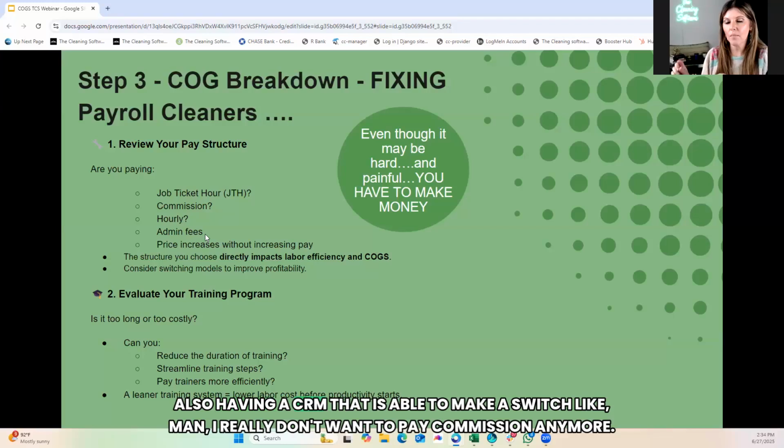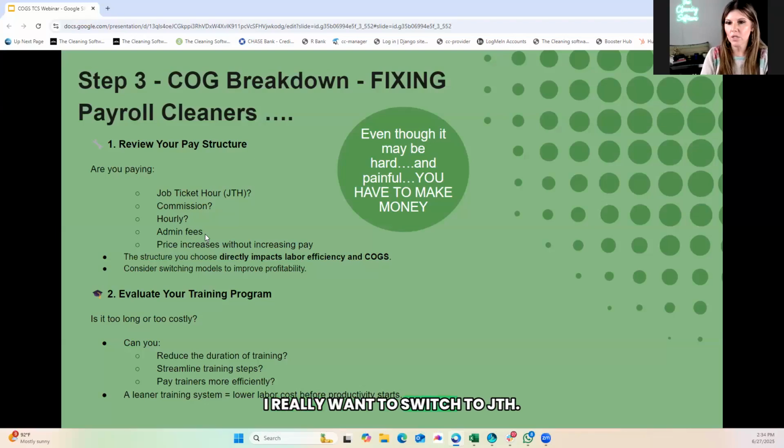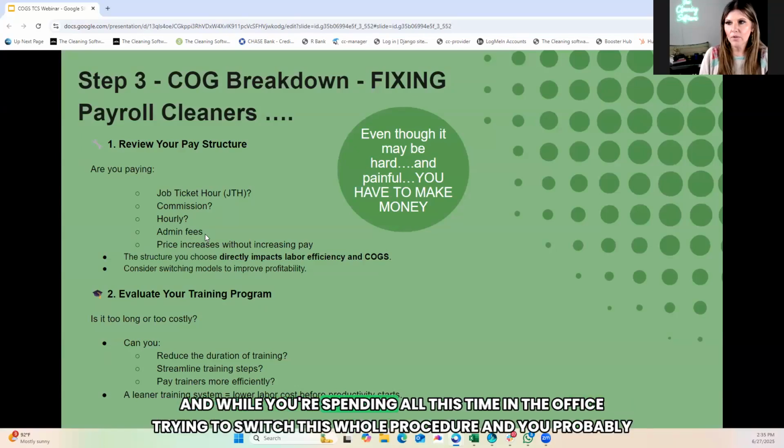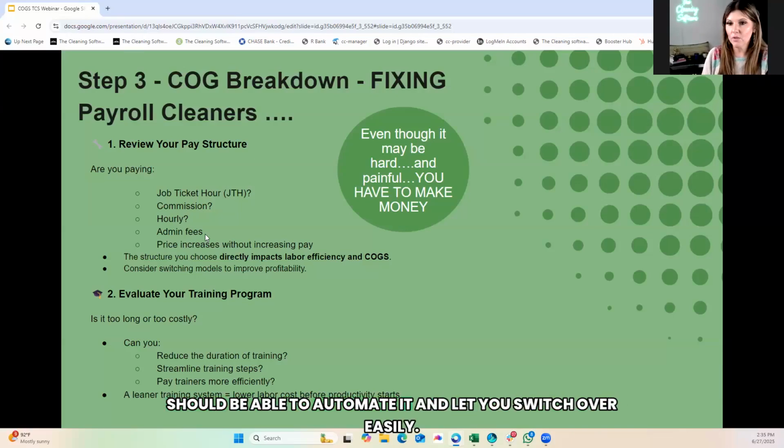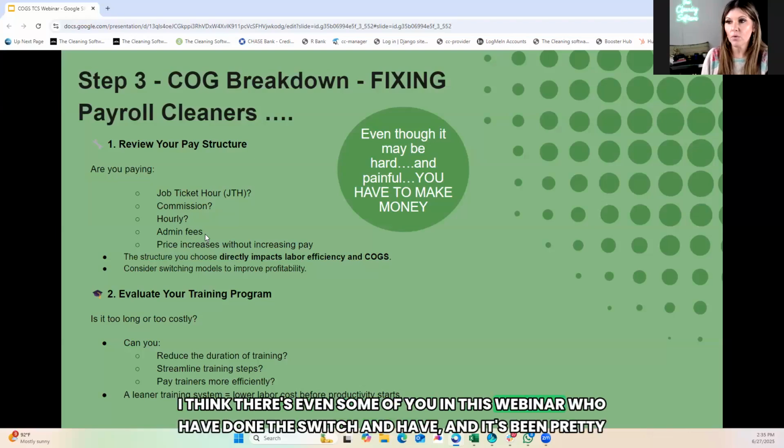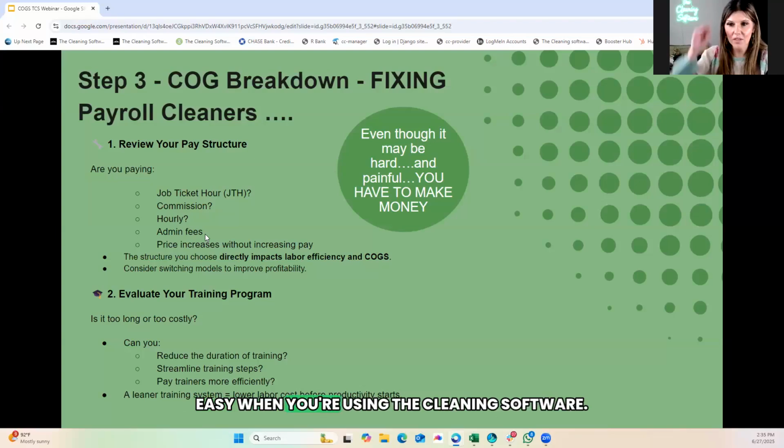Also, having a CRM that is able to make a switch, like, oh man, I really don't want to pay commission anymore, I really want to switch to JTH, matters. That could be overwhelming and very hard for you to do. While you're spending all this time in the office trying to switch this whole procedure, and you probably have all these manual tasks over here, your CRM should be able to automate it and let you switch over easily. I think there's even some of you in this webinar who have done the switch and it's been pretty easy when you're using the cleaning software.